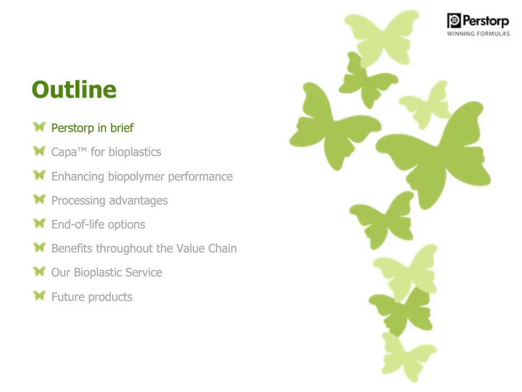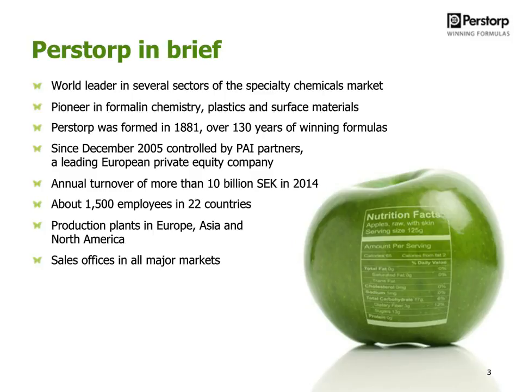And so it all started in the forest. The company Perstorp was founded in 1881 in the village called Perstorp. And at that time, it was really based on the bio-based products that we had access to in the forest. And then over the years, we moved on to naphtha and petrol-based chemistry, and now we're trying to move back to the bio-based formulas again. And so we are a pioneer in the formalin chemistry. Now we're working and focusing a lot on plastic formulations and solutions, and we are quite strong when it comes to surface materials, coatings, and paints.